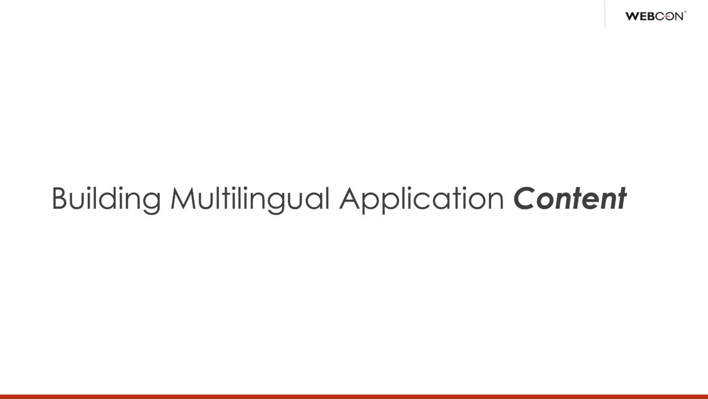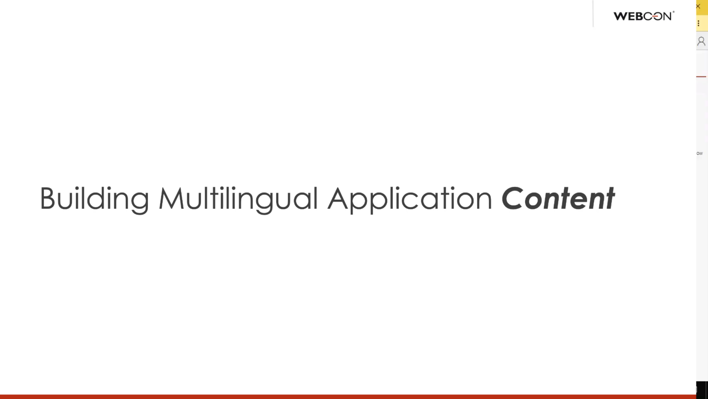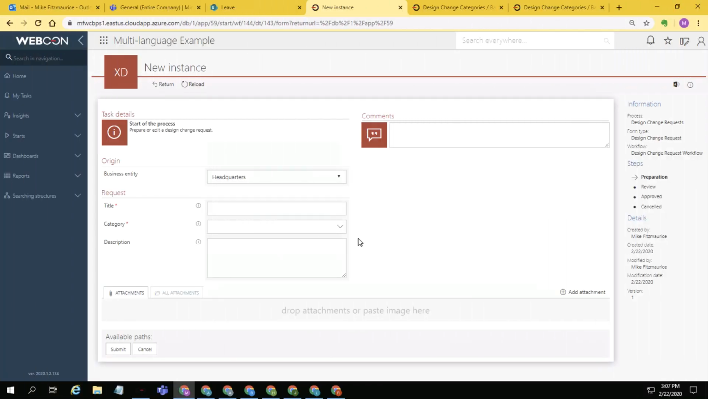Sometimes the content of the application needs to be made multilingual at the same time. And although we're not going to automatically translate text on the fly, we can absolutely do the next best thing. Let's take a look at two of the biggest issues, lookups and notifications. Let's return to the same design change request application.